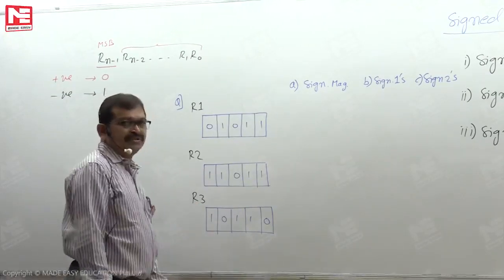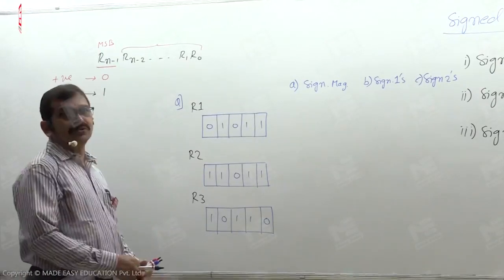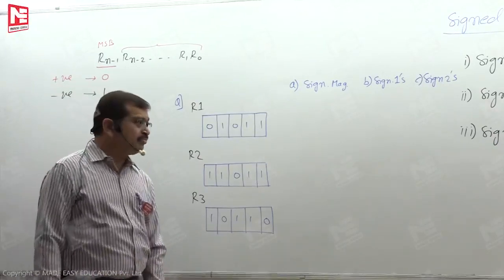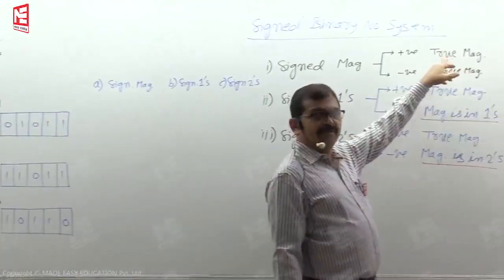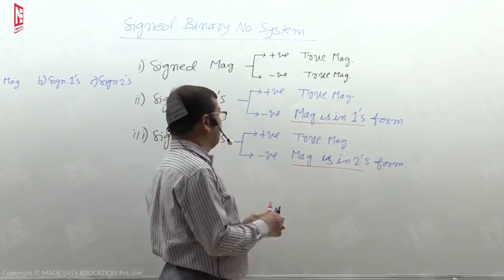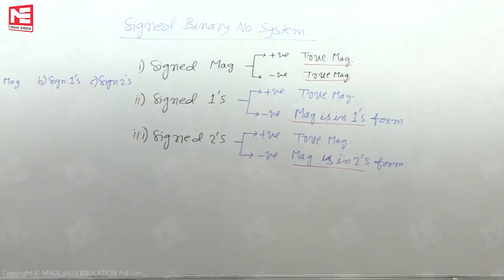So coming to the A bit, the stored data is in sign magnitude. Once the stored data is sign magnitude, whether the number is positive or negative, the magnitude is only in true magnitude form. Hence, the register R1 MSB bit is 0, so the number is positive, and the magnitude is a true magnitude. The magnitude, if you read, it is 11.